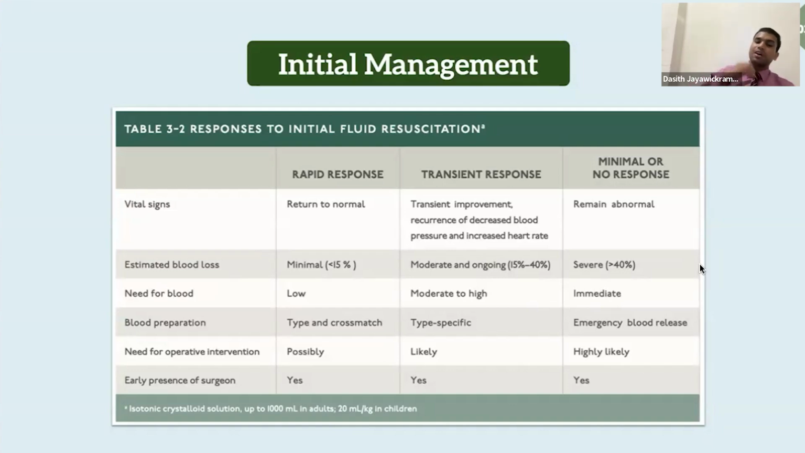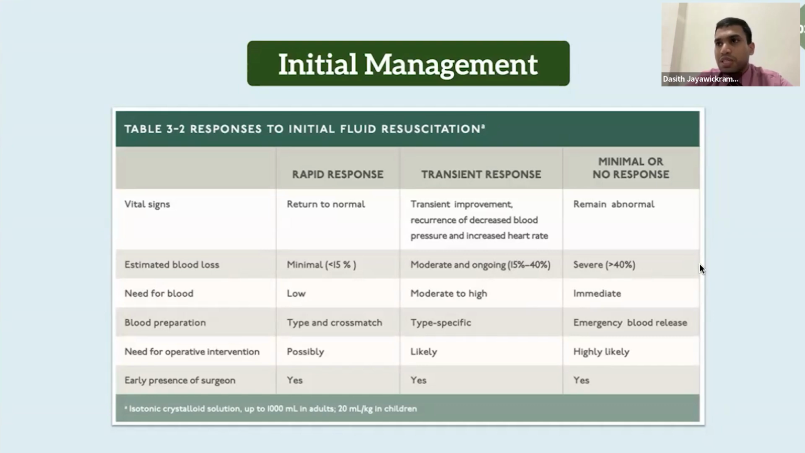So if there's rapid response, the chance of needing a blood transfusion is low. But if there's transient response, there's improvement and then there's deterioration. That means the body is responding to us, but it is still losing blood. So we need to give blood. Giving just fluid is not going to work for this patient. So we need to give blood. So that is for transient.